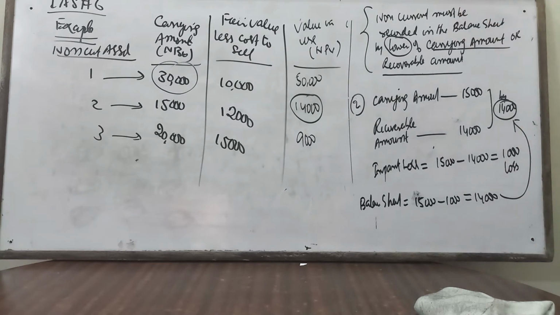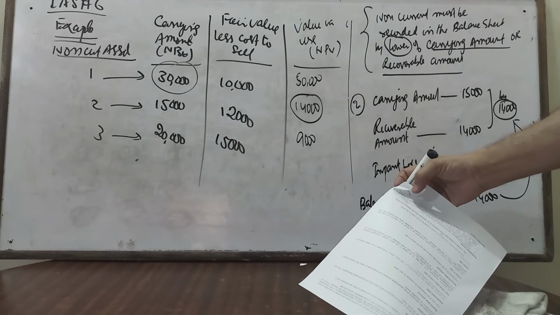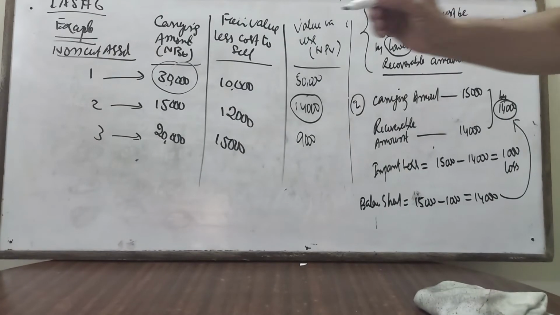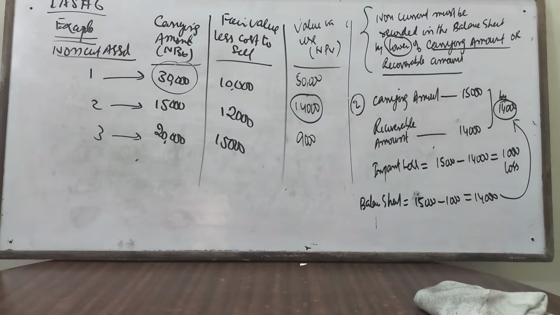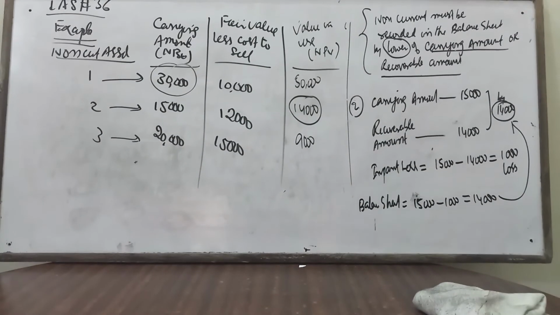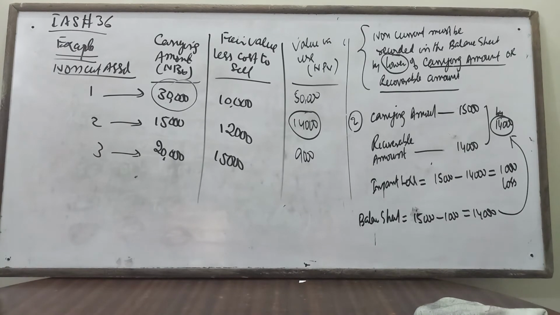But technically, this is IAS 36 for impairment. I wrote IAS 16 by mistake, this is IAS 36. Okay, the IAS for impairment is IAS 36. So non-current asset number 2 is recorded at the lower of carrying amount or recoverable amount, which is 14,000.